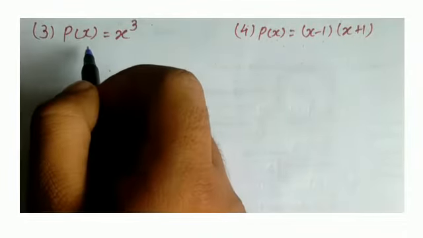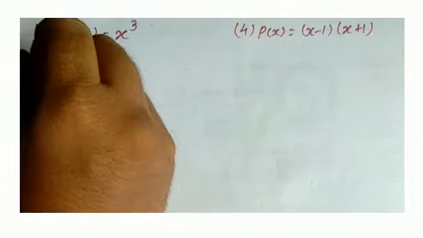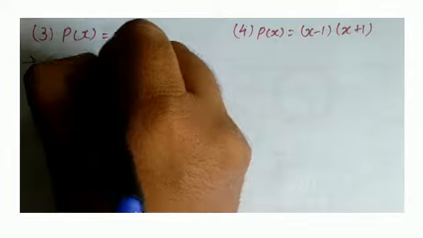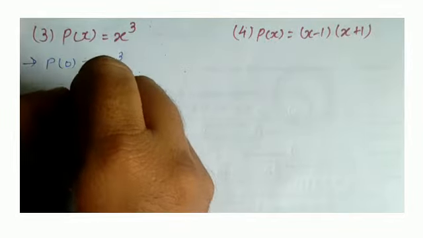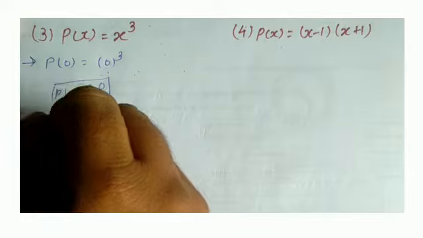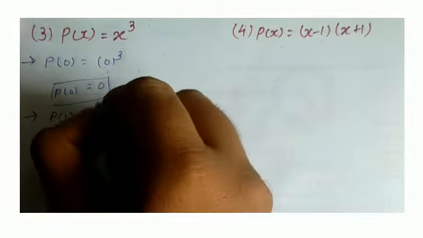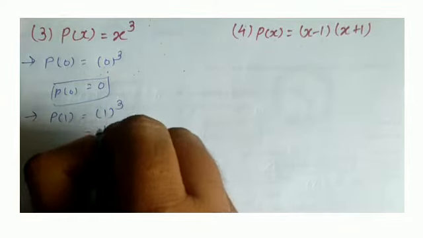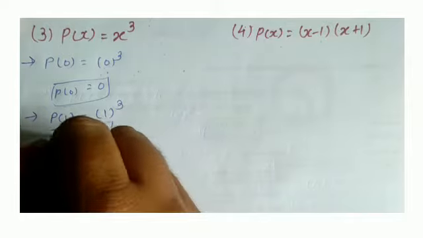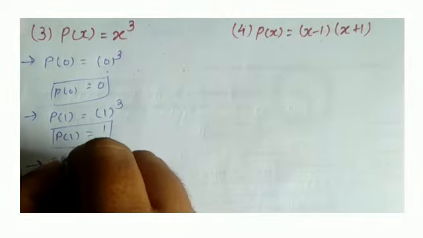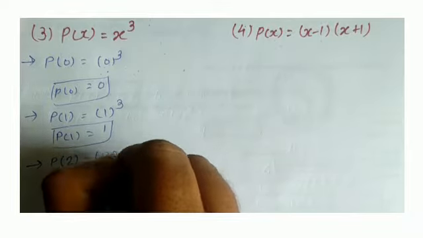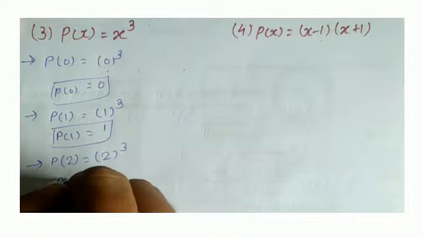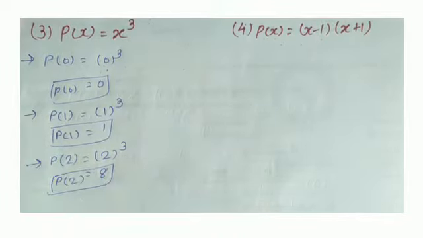Now the third one, p of x is equal to x cube. So first p of 0 is equal to 0 cube. Our answer is 0. Again p of 1 is equal to 1 cube and the cube of 1 is equal to 1. Third one, p of 2 equal to 2 cube. So what is the cube of 2? 8. So p of 2 is equal to 8.